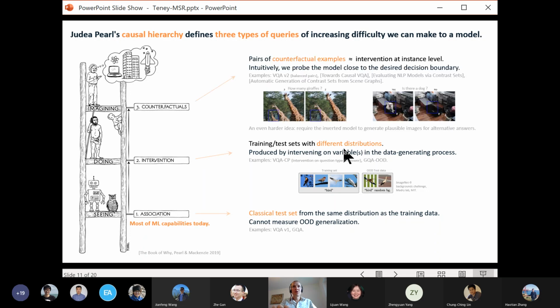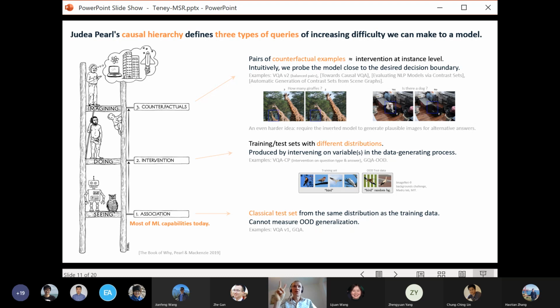And then the third level, called counterfactuals, that can be matched with datasets of counterfactual examples that have been proposed in a few recent papers. So many of you probably know about this. The idea is that you have test questions that are actually pairs of questions. In those pairs, they are very similar, but with a slight difference. The difference can be in the question, like a different word, or in the image, like an object that has been masked or painted in the image.